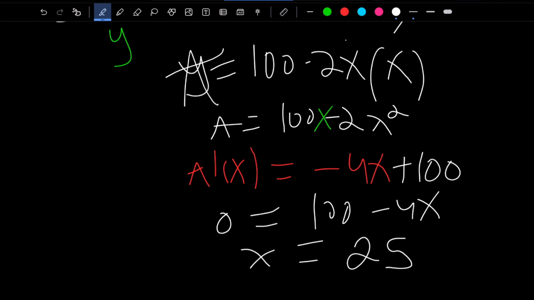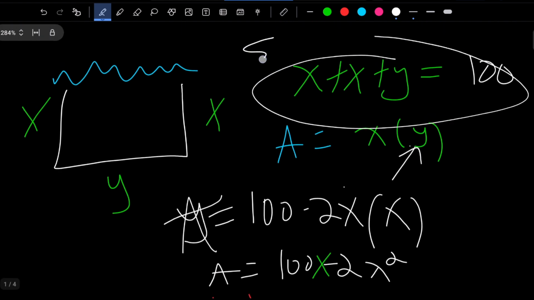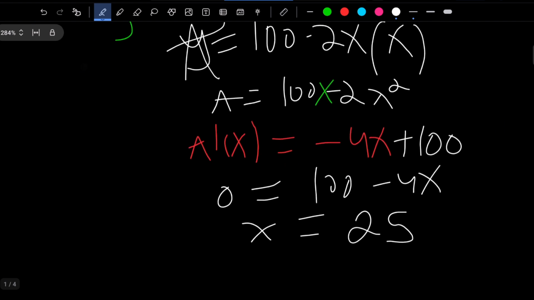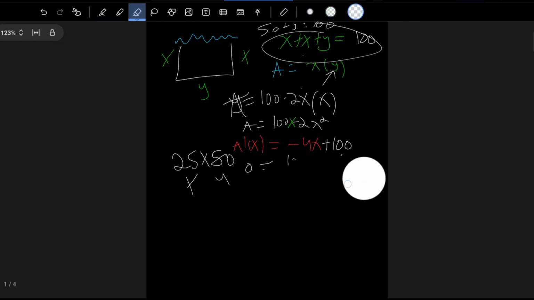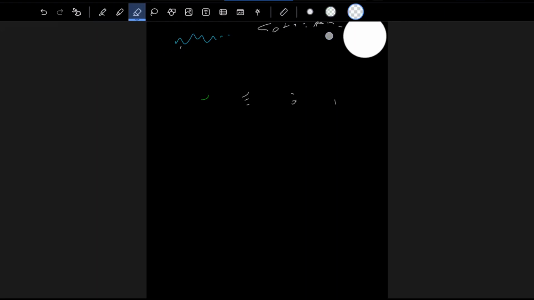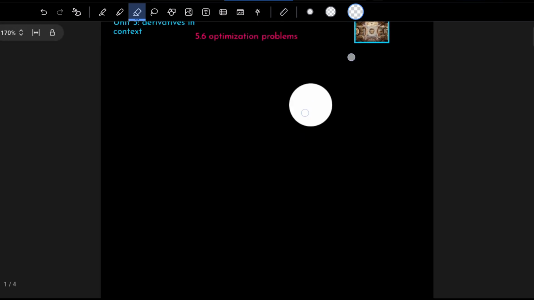And then you go ahead and plug this back into your original equation, your constraint. So it's 50 plus y equals 100. So y must be 50, because you have 25, 25. See, the maximum dimensions are 25 by 50. This is x and this is y. So that's your answer. You find your dimensions, and then to find the maximum area, you just multiply them out. But that's how you find it.